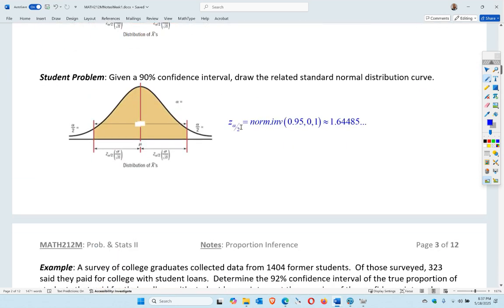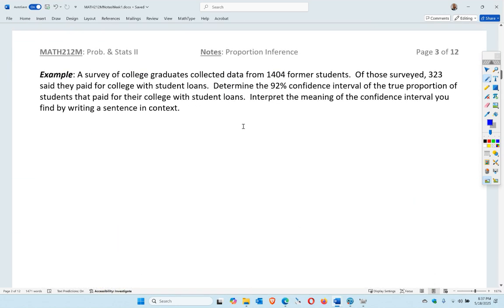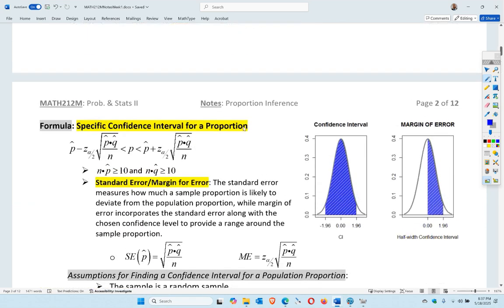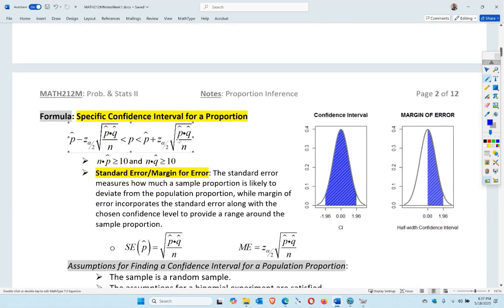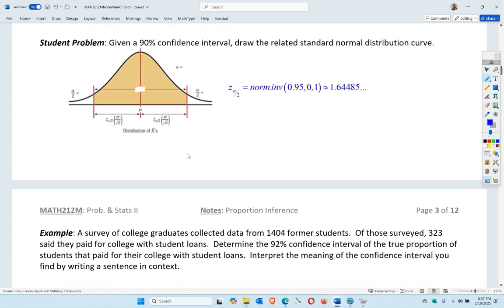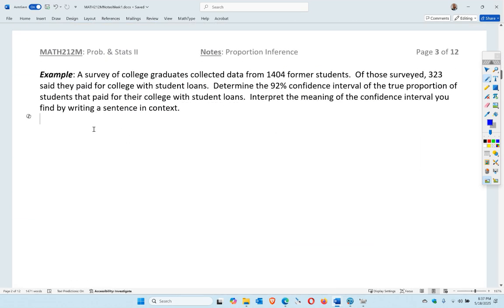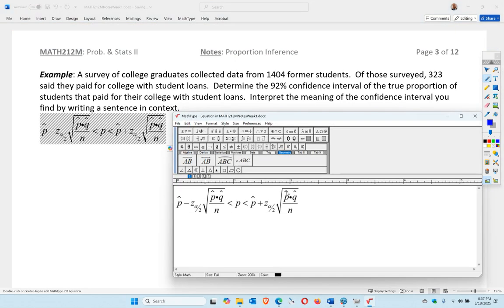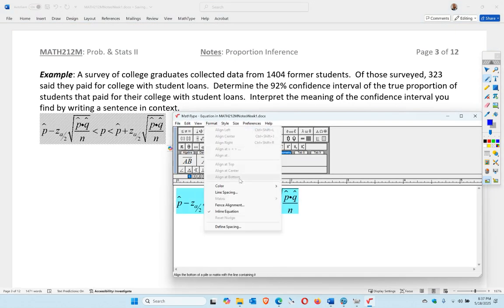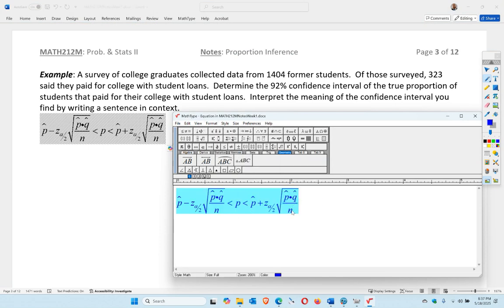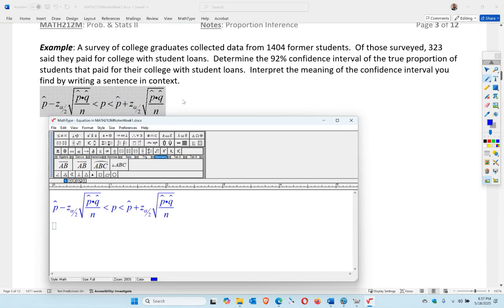Okay, so let's do a singular problem here. So I'm going to go up and I'm going to steal the formula right here, and put this down here. Okay, and we'll make it blue. Format, color, blue. Okay, and we'll scroll down.